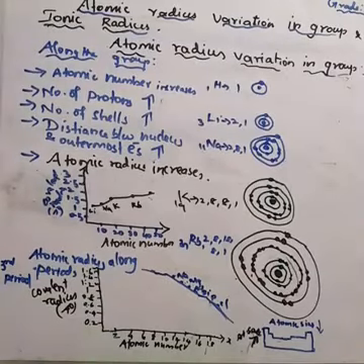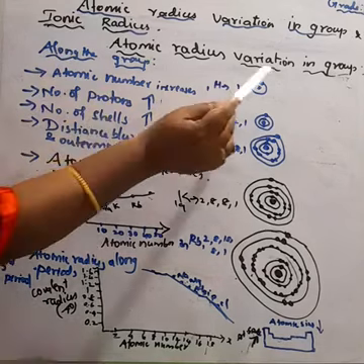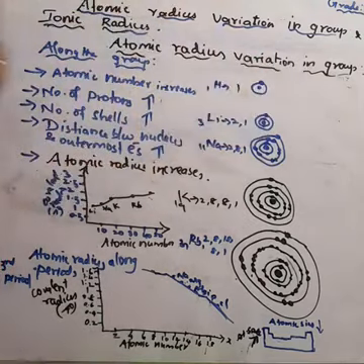Students, now we move to today's class. Today our class is variation of atomic radii in a group. In the last class we studied the variation of atomic radius in periods. When we move from left to right, the atomic radius decreases. We learned that clearly. Today, how the atomic radius varies in a group.